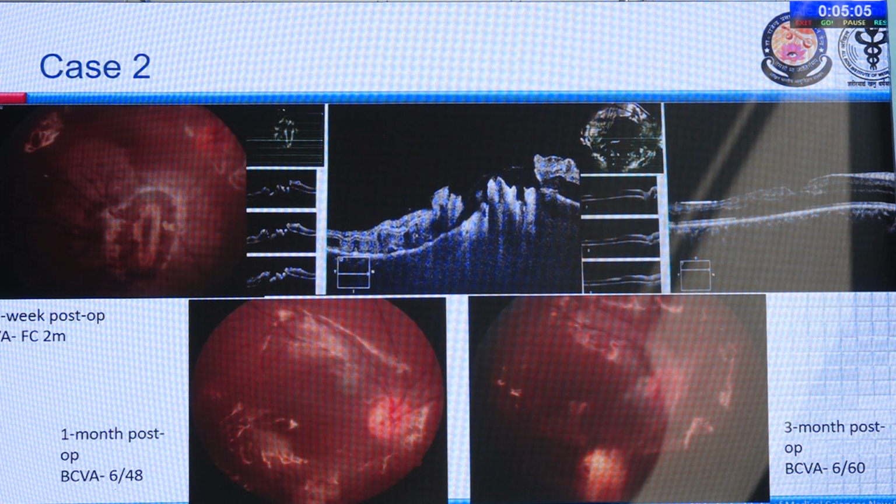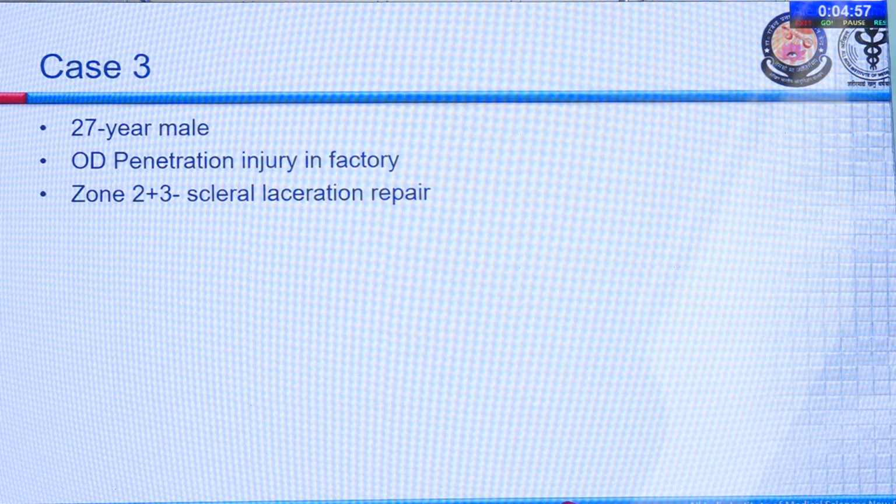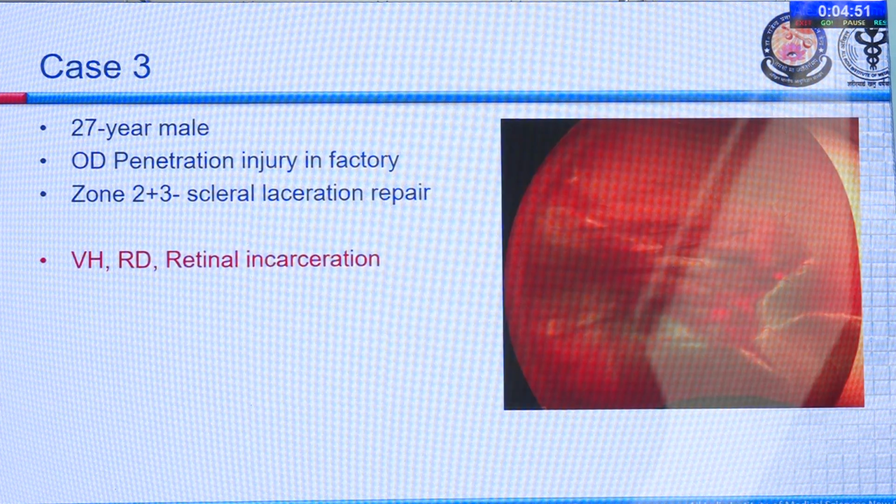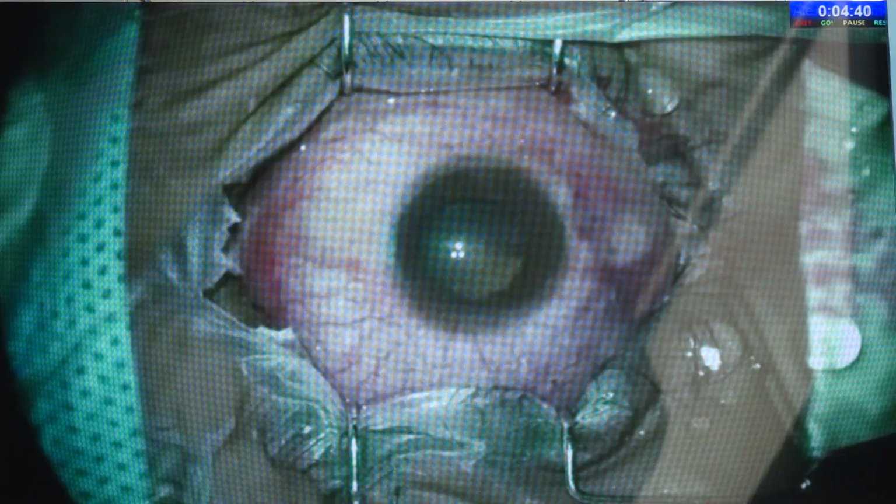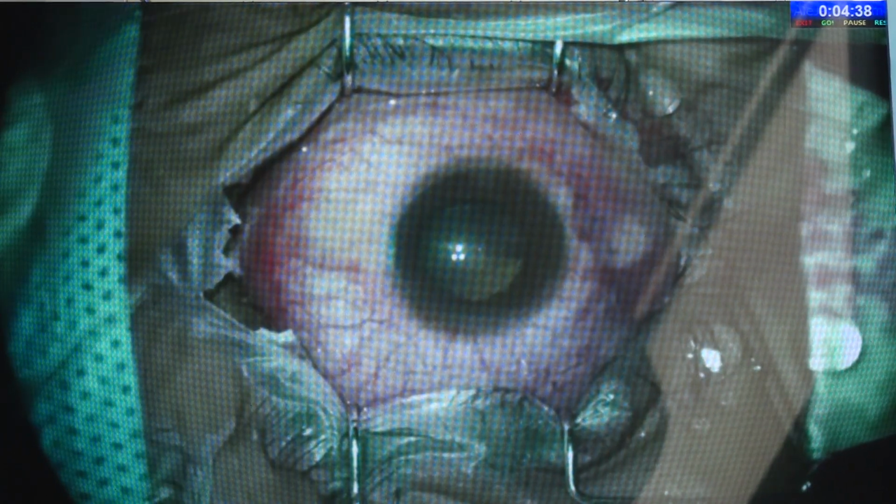However, if you see, there's a focal area of traction which is developing between the exit site and the optic disc. Now, case 3 is a 27-year-old male patient who had a penetrating injury while working in a factory, and he had zone 2 and zone 3 scleral laceration, which was repaired. Then the patient presented to us with vitreous hemorrhage, retinal detachment, and retinal incarceration. Vitreoretinal surgery could be done only at 3 weeks after the injury, when the patient presented to us.